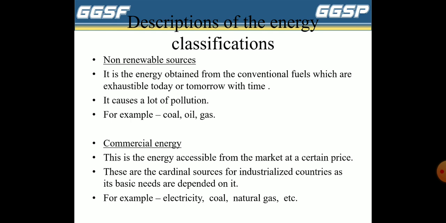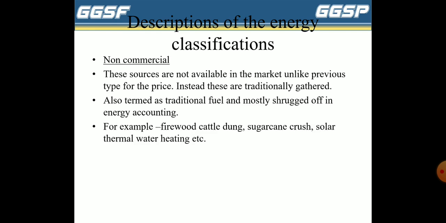Commercial energy. This is the energy accessible from the market at a certain price. These are cardinal sources for industrial countries as their basic needs are dependent on it. For example, electricity, coal, natural gas, etc. Non-commercial. These sources are not available in the market for a price, unlike the previous type. Instead, these are traditionally gathered, also termed traditional fuel, and mostly left out of energy accounting. For example, firewood, cattle dung, sugarcane crush, solar thermal, water heating, etc.